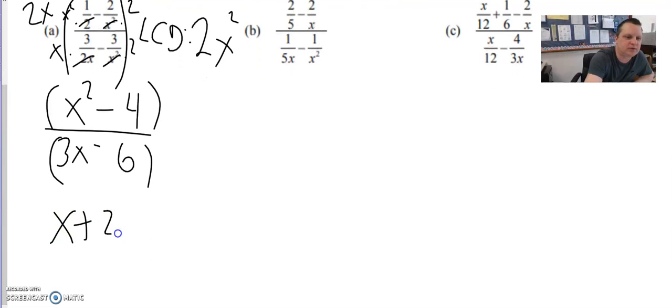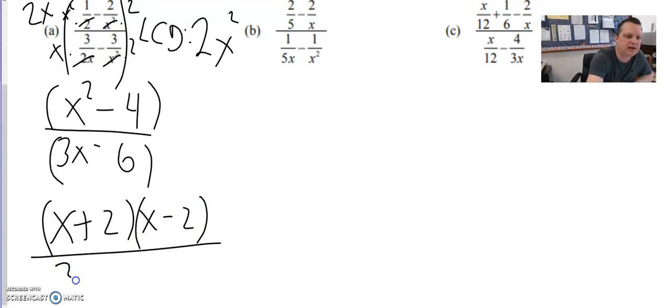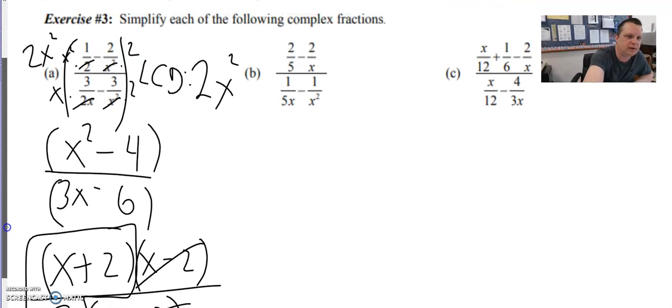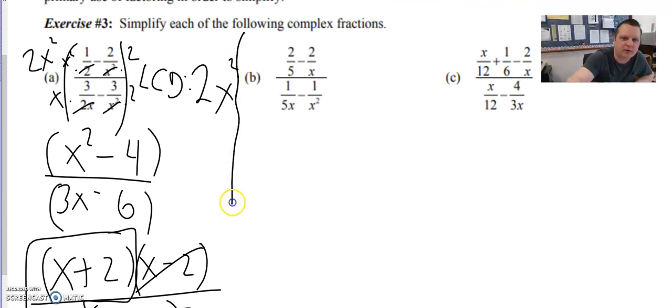So x plus 2, x minus 2, difference of 2 squares. Take out a 3, you have an x minus 2. And then the x minus 2's cancel. You are left with the x plus 2 over 3. Again, slow it down, rewind it, whatever you need to do.